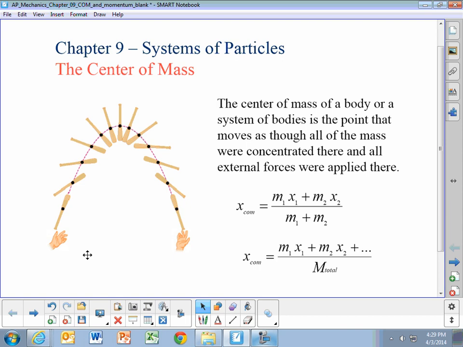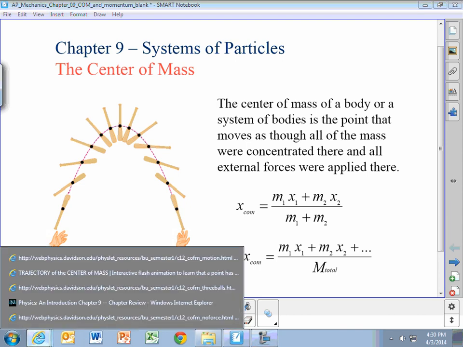So up until this point, we've been treating objects as point particles. We haven't been looking at the more complex motion. If you have an extended object and we throw it through the air, for example, this baseball bat that's tossed through the air, the center of mass of the object is the point that moves in the way that we have been describing up until this point. The center of mass of an object is the point that moves as if all of the mass were concentrated there and all of the external forces are applied there.